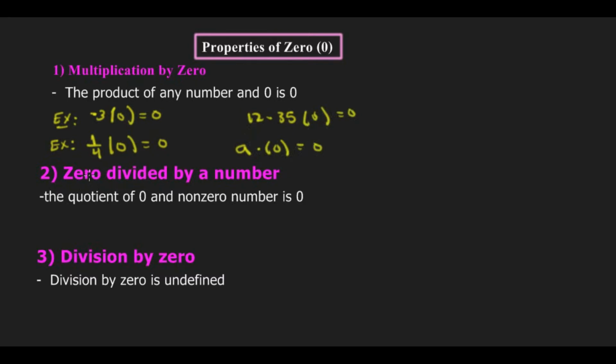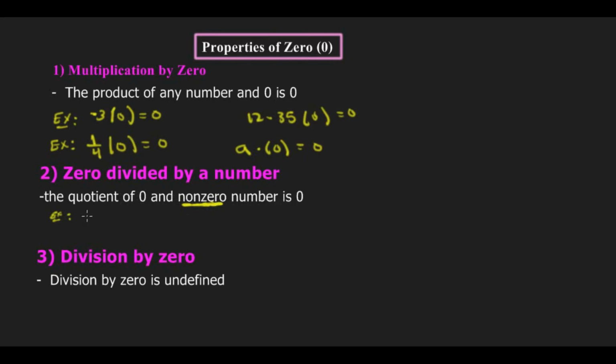The second part is 0 divided by a number. The quotient of 0 and a non-zero number is equal to 0, and the word non-zero is very important. So we have to take care whether our number is zero or non-zero. Let's take an example. The statement tells us the quotient of 0 and a non-zero number is equal to 0.